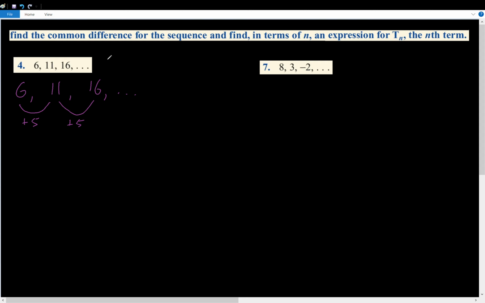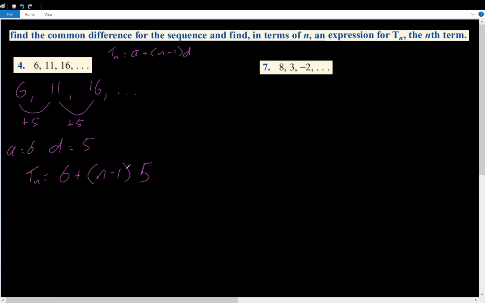Now the formula for Tn is a plus, and then n minus 1 in brackets multiplied by d, where a is our first term, it's t1, and d is our common difference. So in our question here we have a is equal to 6 and d is equal to 5. So we're just going to sub those both into the formula. So we're going to get t of n is equal to 6 plus n minus 1 times 5.